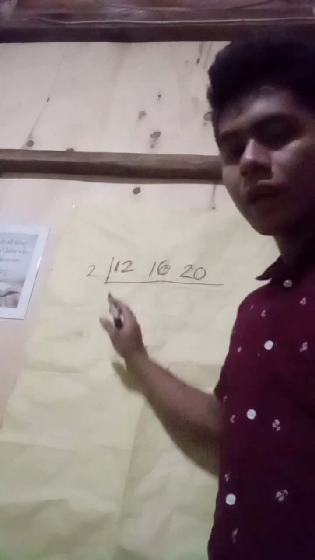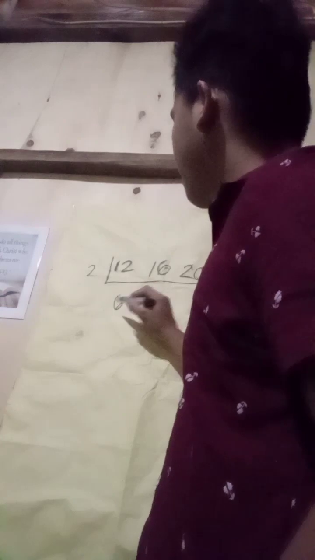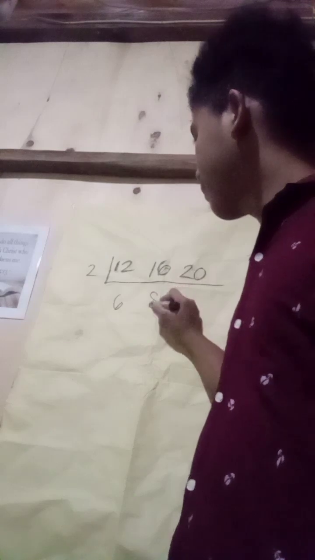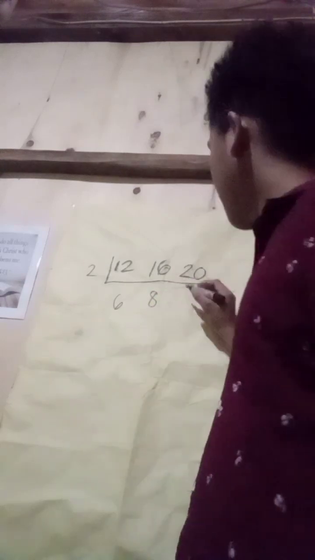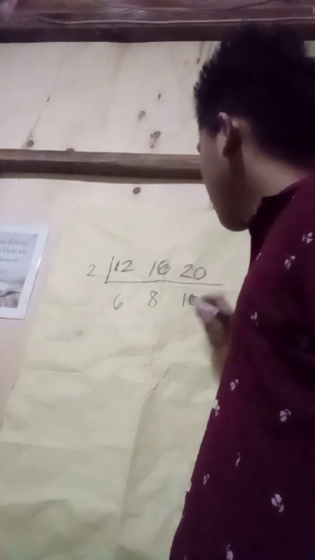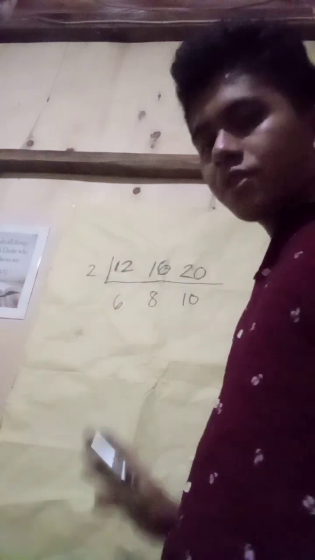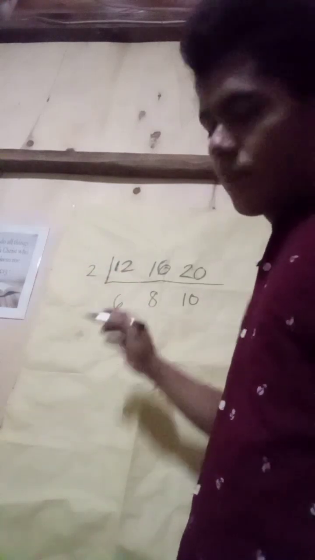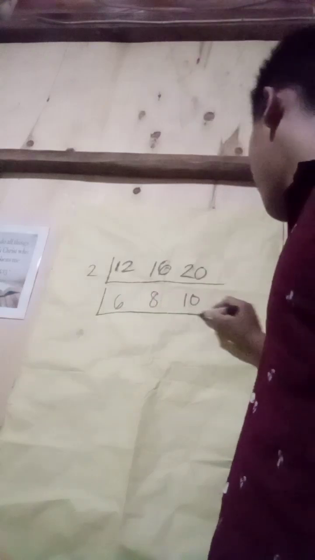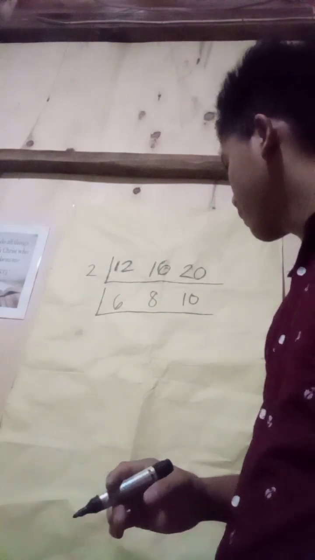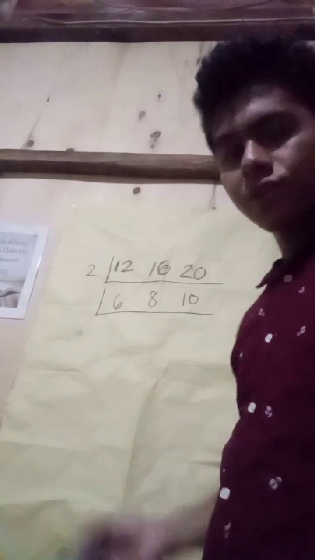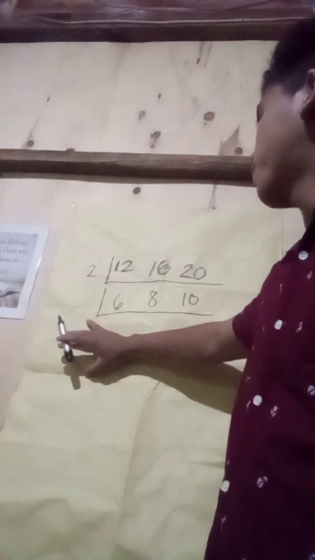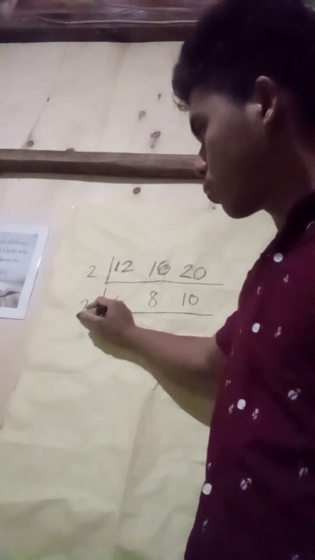So 12 divided by 2 is 6. And 16 divided by 2 is 8. And 20 divided by 2 is 10. And this is our step 2 in getting the GCF. And this is our divisor, 2. So again, we need to repeat the process. And what do you think is our divisor that will divide, our common prime factor? Right, 2.